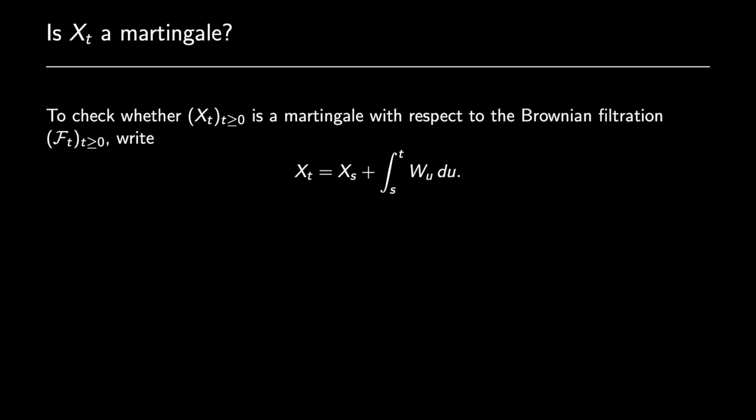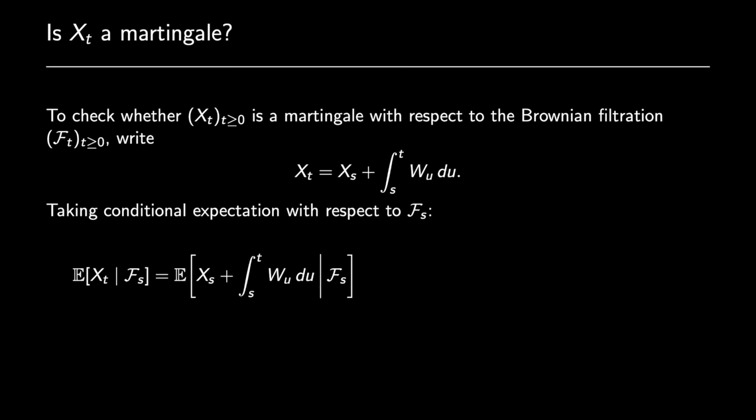We start by rewriting X_t in a convenient way. We split the integral from 0 to t into two parts, from 0 to s and from s to t. This gives that X_t is equal to X(s) plus the integral from s to t of W_u du. To check the martingale property, we must compute the conditional expectation of X_t given F_s. Using the linearity of the conditional expectation and the fact that X_s is F_s measurable, we have that the conditional expectation of X_t given F(s) is equal to X_s plus the conditional expectation of the integral from s to t of W_u du given F(s).